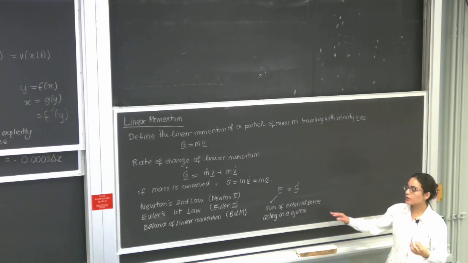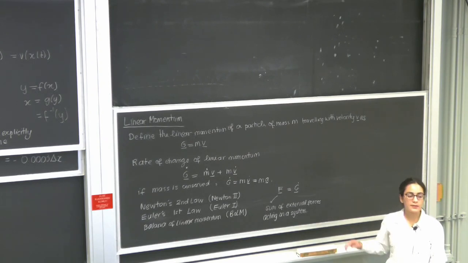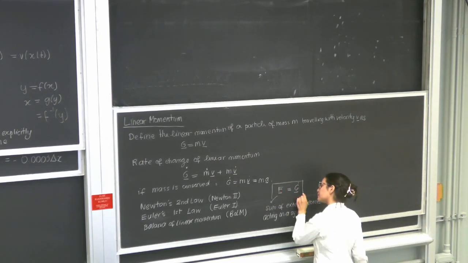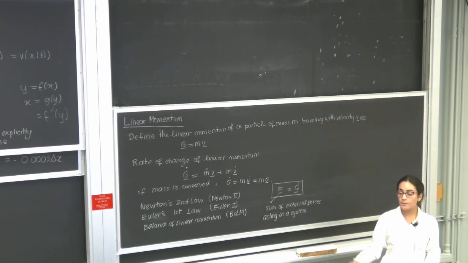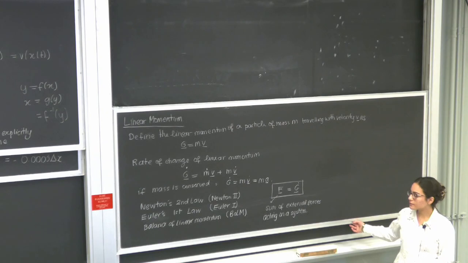This could also be denoted as the net external force acting on the system. That's F. This is important because now we can relate the forces acting on a system to its motion. So this is basically a differential equation for the motion of the system, a vector differential equation.